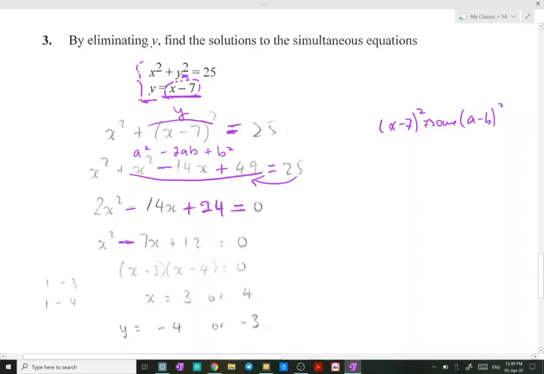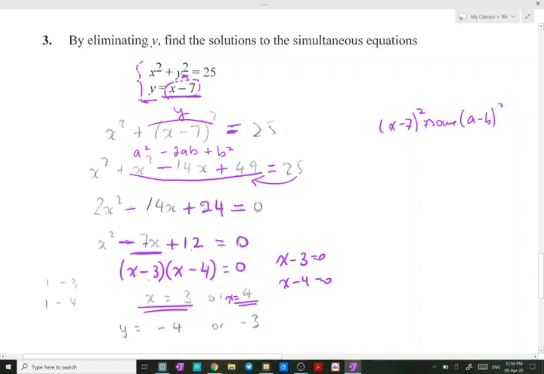So x squared is going to be x times x, and plus 12, you're going to have minus 3 and minus 4, because minus 3 times minus 4 gives you plus 12, and when you add them they give you minus 7, equals 0. So here you have either x minus 3 equal to 0, so x is equal to 3, or x minus 4 equals 0, so x is equal to 4.